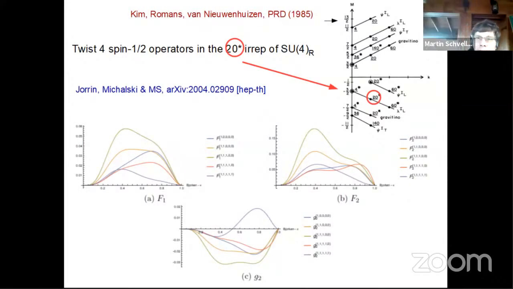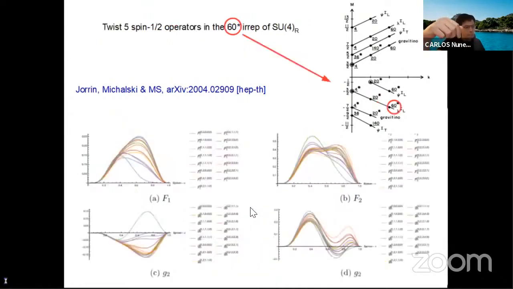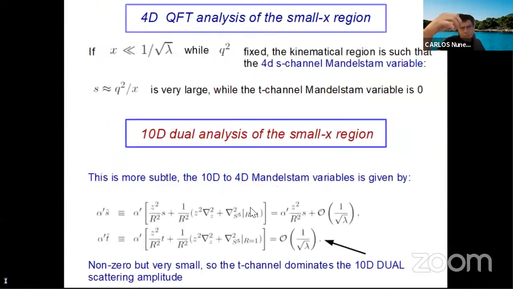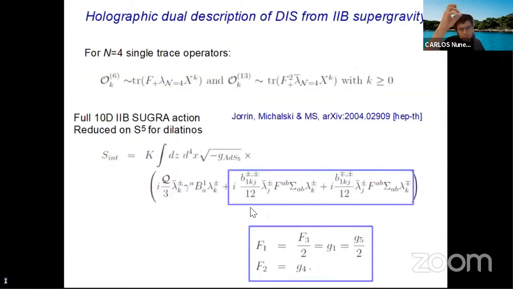Okay. Next question from Carlos Nunes. Martin, in the interest of time, I'll ask a very short one and keep the others for the discussion. At some point, in calculating a diagram, you had a graviton propagating, and also a mixing between the graviton and C4, right? And a fluctuation of C4.